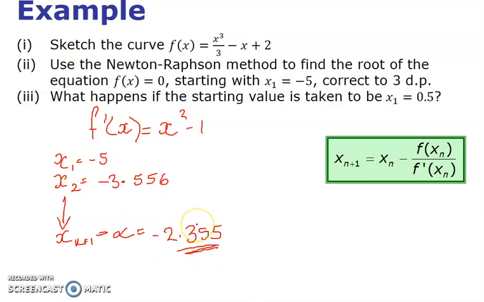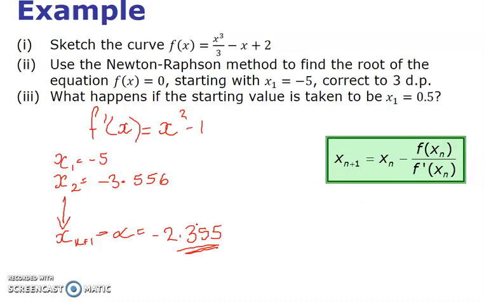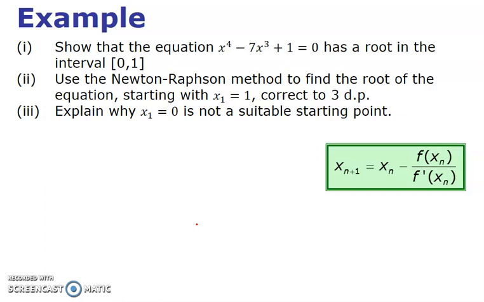That's what I get anyway. Good. And oh, by the way, what happens if I start somewhere else? If you go with x1, you can try that as well. Put 0.5 in as your starting point rather than minus 5. See if it goes to the same place. It doesn't always work like that, so that's what that question's about.